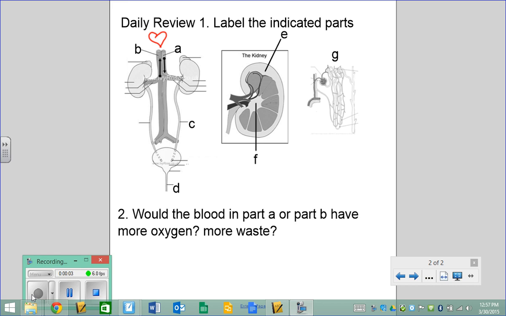So we'll start with the labeling part. On the first picture, I didn't ask you to label everything that you could have labeled. So I'm going to name everything that you should realistically know how to label, but you only have to give yourself marks for the ones I asked for.